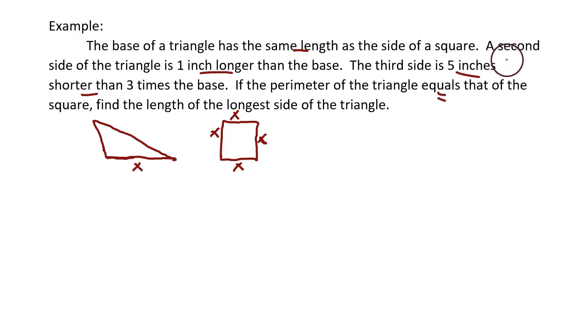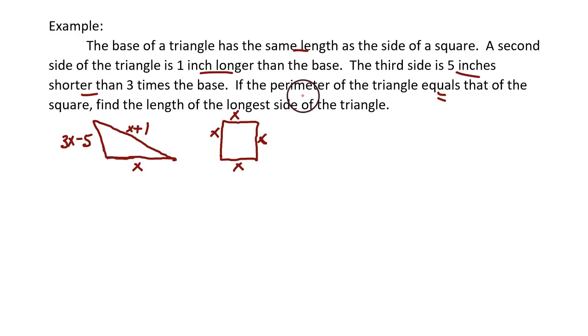Second sentence, a second side of the triangle is 1 inch longer than the base. So to show 1 inch longer than the base, we write x plus 1. Next sentence, the third side is 5 inches shorter than 3 times the base. How can we show 5 inches shorter than 3 times the base using symbols? 3x minus 5. These pictures can help us to create our open sentence.